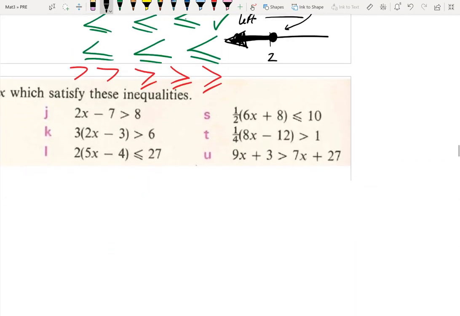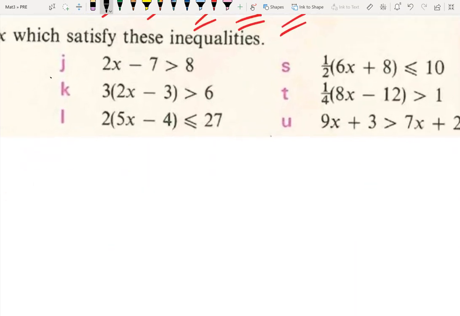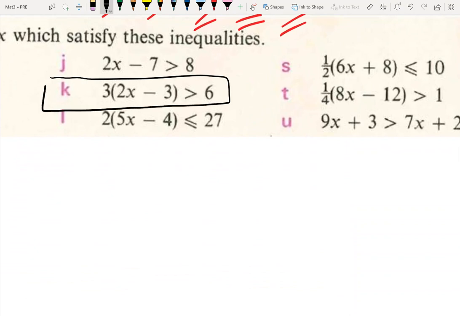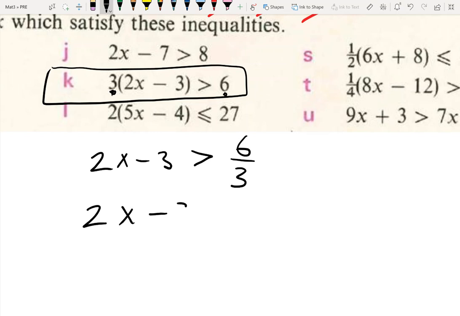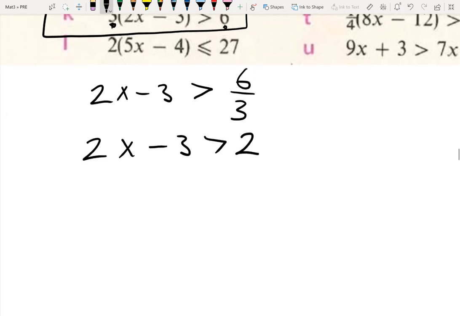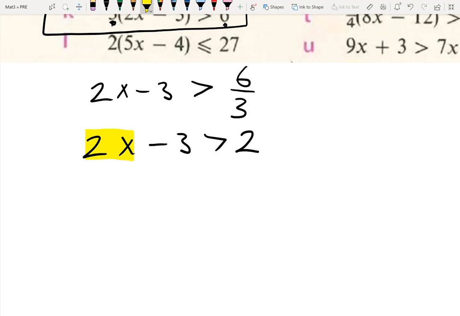Okay, moving on to k. Now, you could distribute, but it's much better to divide by the 3, only because we can see that 3 divides into 6. The other way will work too. You'll get the same answer with distribution of multiplication. Now, where's our x term? There. So we keep the x term and we change sides, change sign with that.